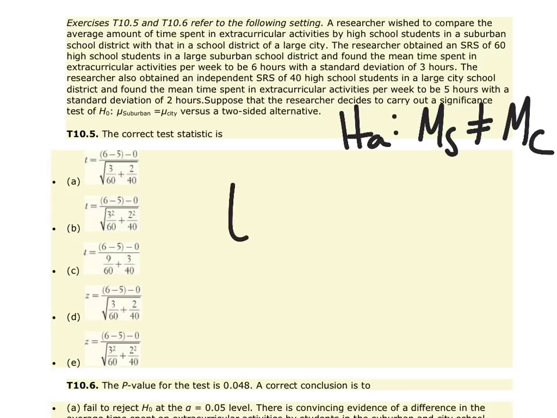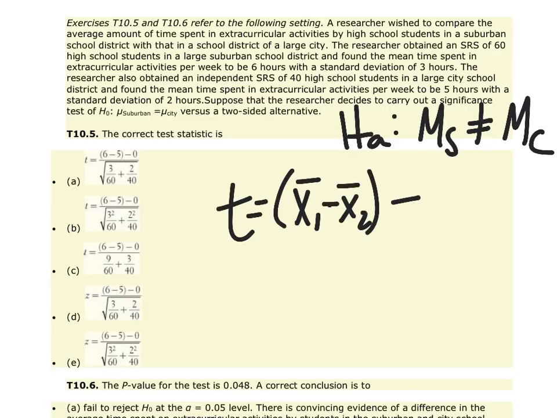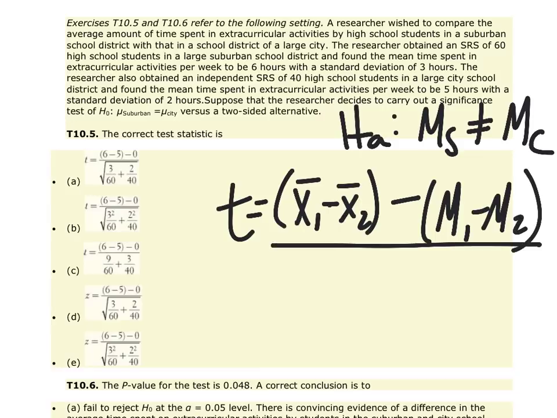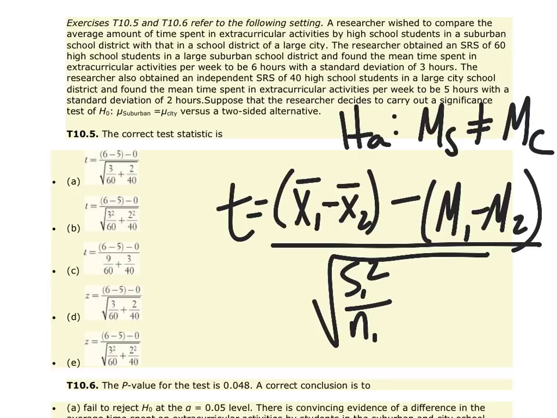The statistic for that is going to be: take the difference of the two sample means, and then subtract from that the hypothesized difference, mu 1 minus mu 2. And then we're going to divide by the square root of the standard deviation of 1 squared over its sample size. Remember, when you combine two variables, you have to add their variances together to compute the standard deviation. So plus the standard deviation of the second squared over its sample size also.